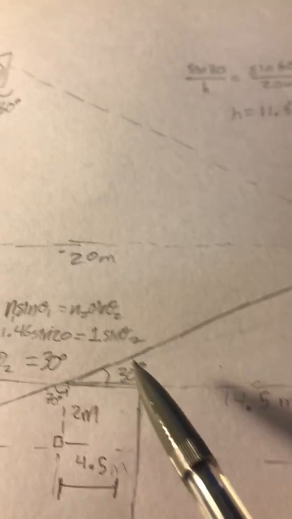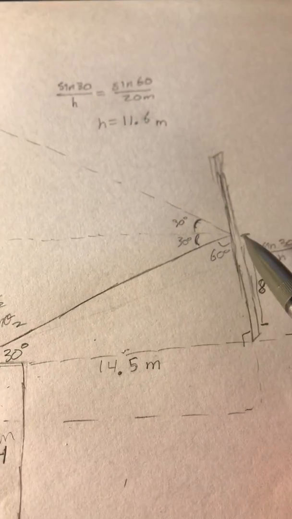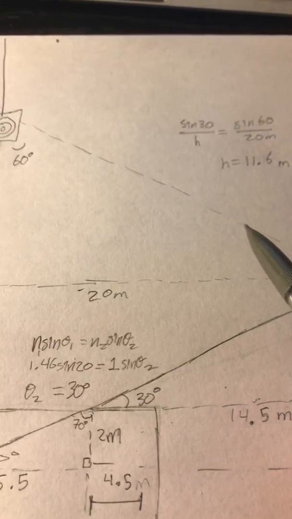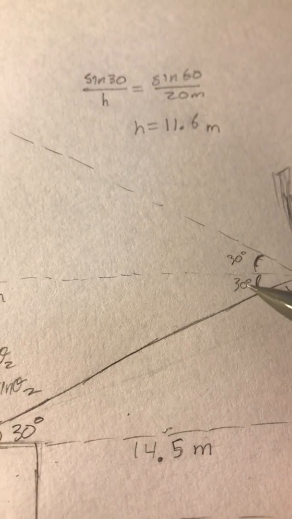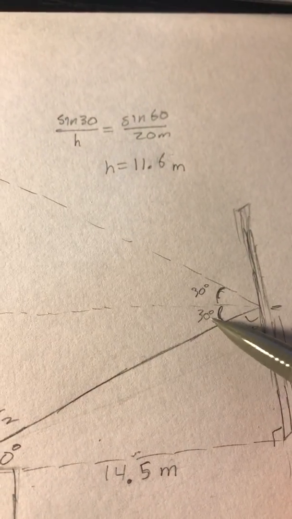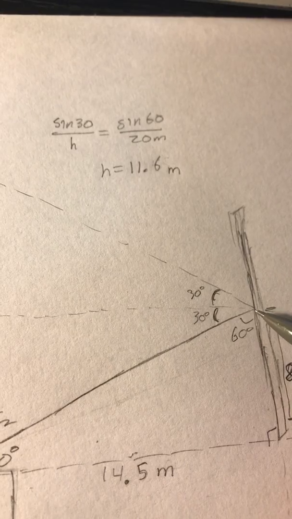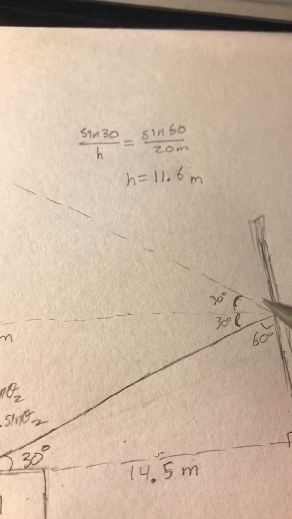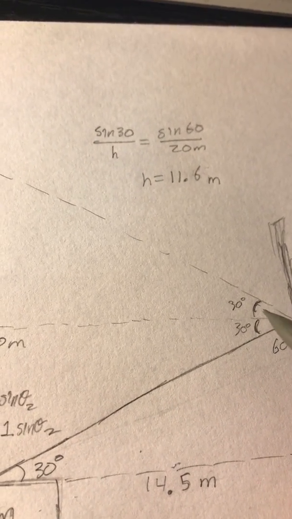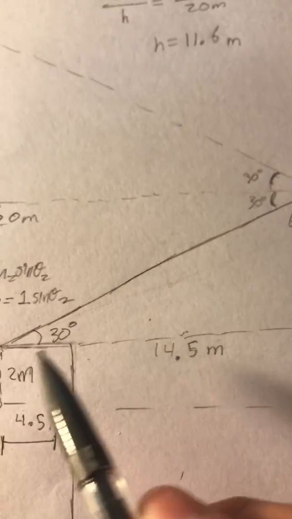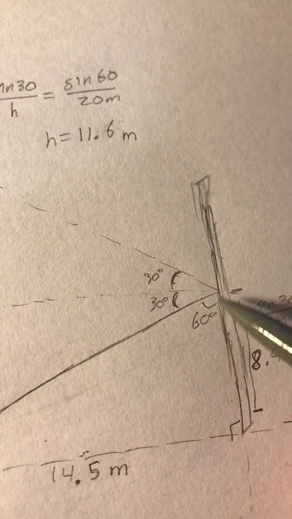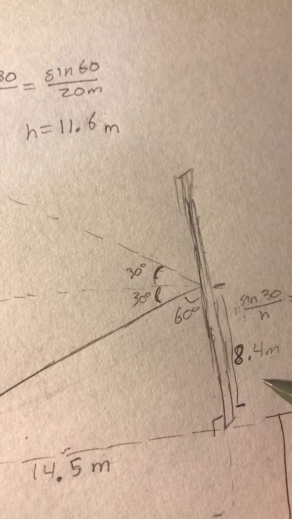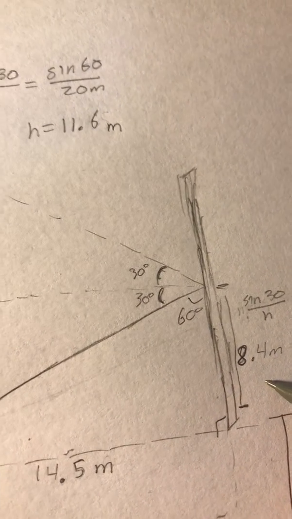So then it's traveling through here and is reflected off the mirror, and we know that this is going to be the same angle, so we know that this is 30 degrees, so then this angle is going to be 30 degrees, and the theta before will be the theta after, so we know that these two angles are going to be the same. So then we can use this side length and our angles to determine how far up on the mirror the light is going to hit, which is 8.4 meters.